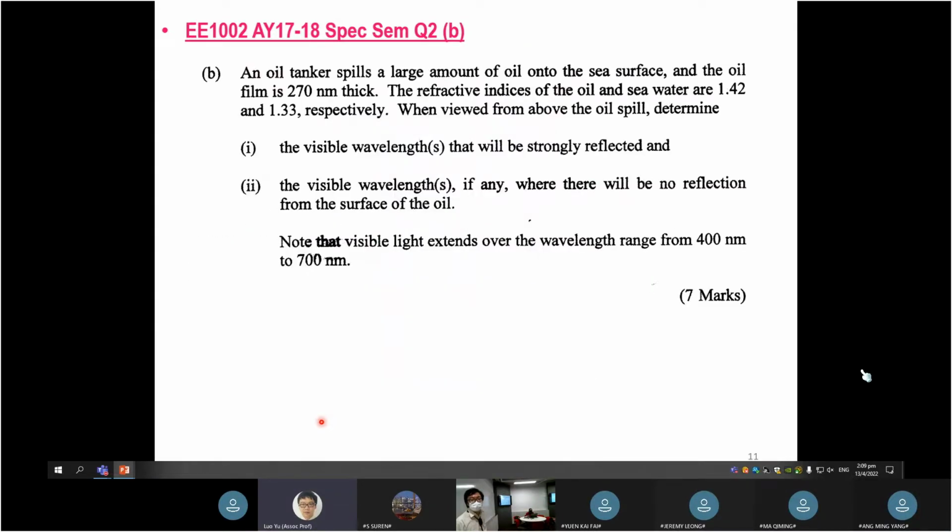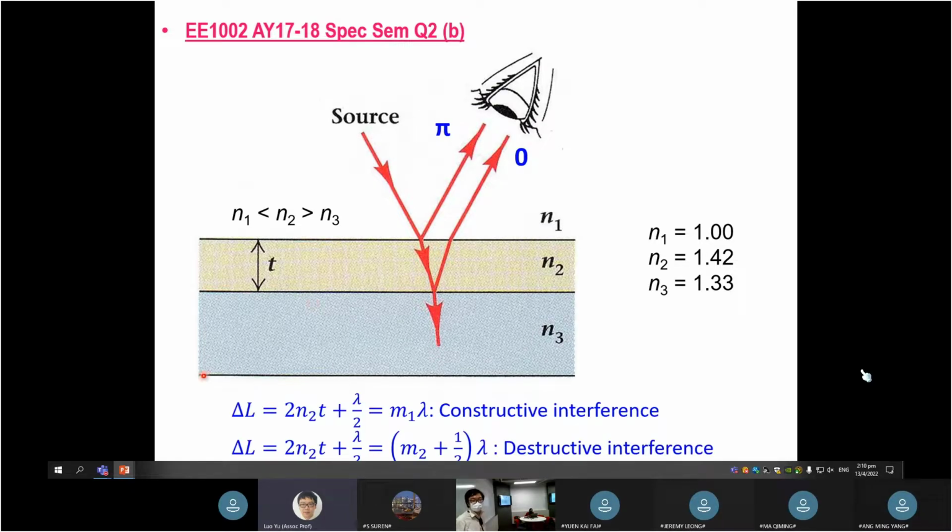For the first question, I want light to be strongly reflected, which means I'm looking for a bright fringe. For the second part, low reflection, a dark fringe. So for the first question, we set 2nt plus half lambda equal to an integer times lambda. For the second part, the same optical path difference equals a half integer, m plus 1 over 2, times lambda.